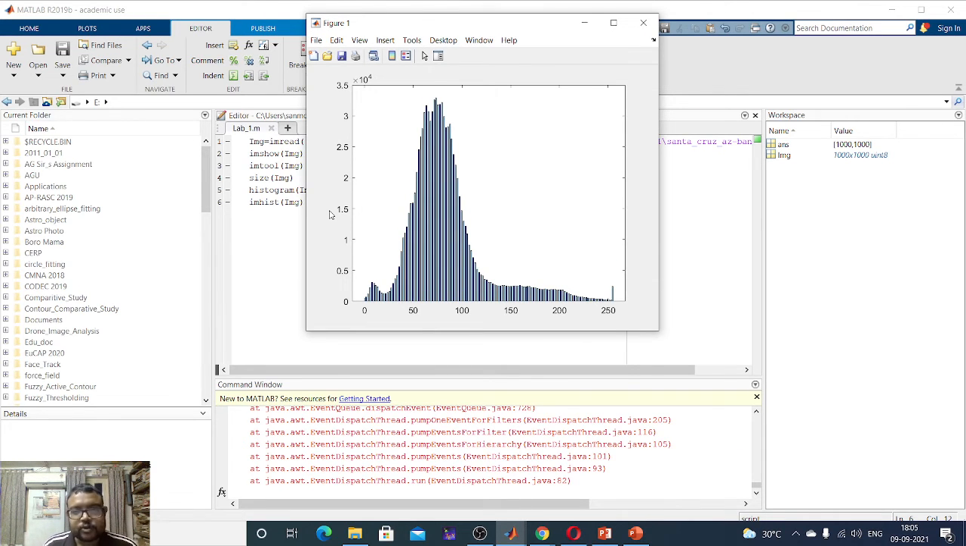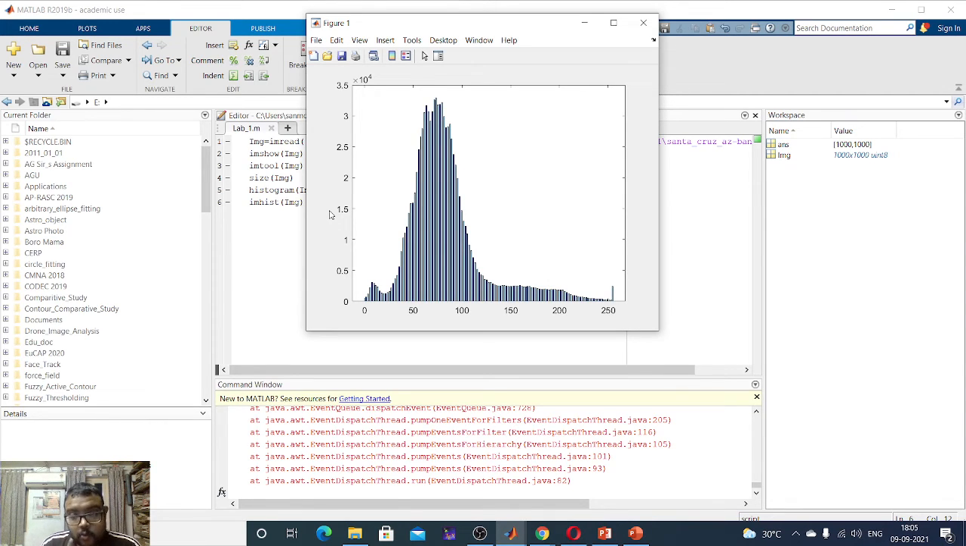So here is the histogram. Two things. Can you tell me why the histogram was taking much more time than this, and why imhist takes very less time? You saw just right now. Can you tell me the answer? Previous one was showing data in the command window, and this one is plotting the image.